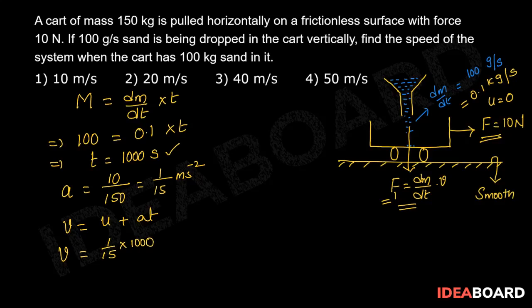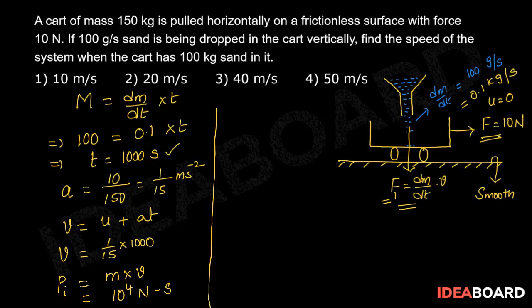So momentum of the cart just before the cart is filled with 100 kg of sand is given by P initial equals mass of the cart multiplied by its velocity. So it is equal to 10 power 4 Newton second.